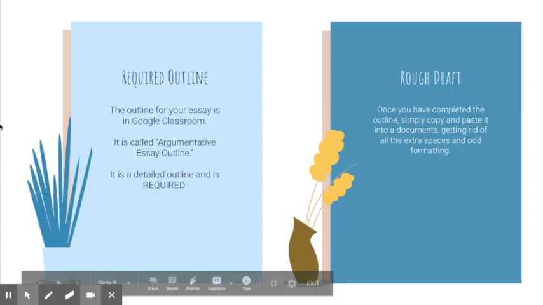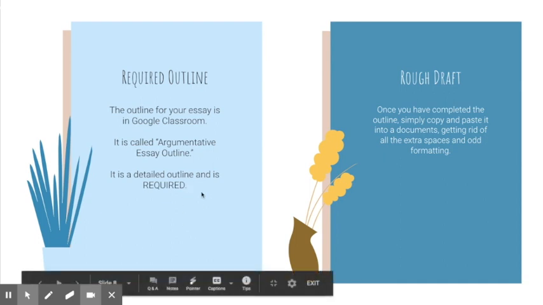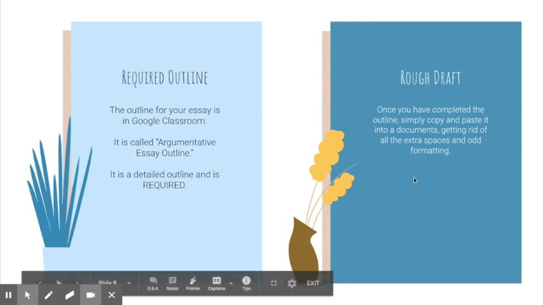Okay, so in Google Classroom, there is an outline for your essay. There's a short instructional video attached to that you're going to want to watch. It is called Argumentative Essay Outline. It is a detailed outline and it is required. Okay, it's worth a lot of points. No, it's not a skills assessment, but it's worth an awful lot of daily points, 50 points there.